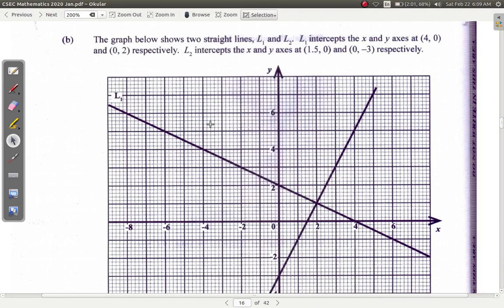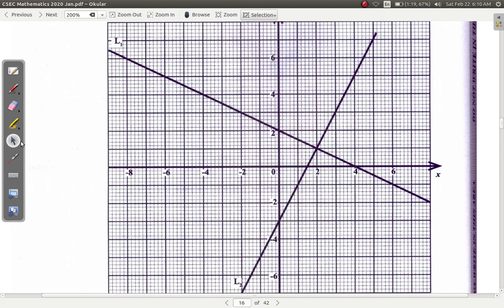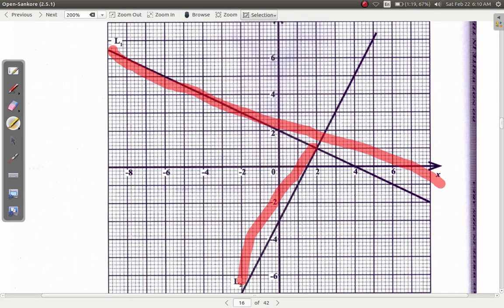Question 4b. The graph below shows two straight lines, L1 and L2. You have L1, which is this line, and L2, which is that other line. So that's L1 and L2.